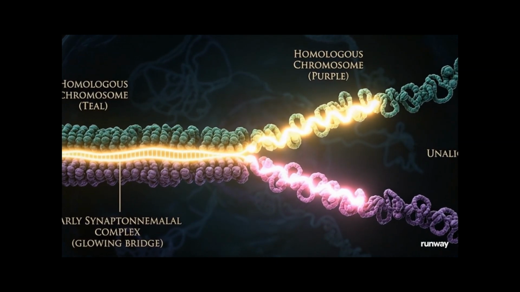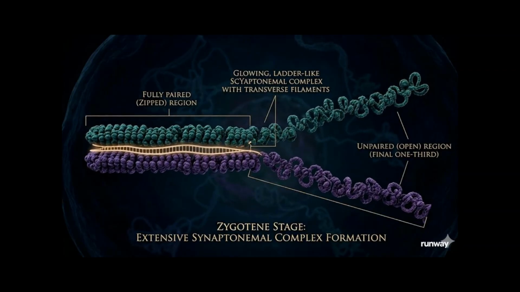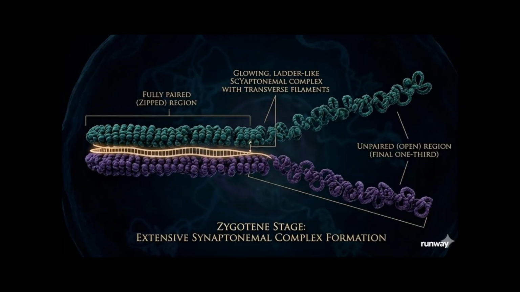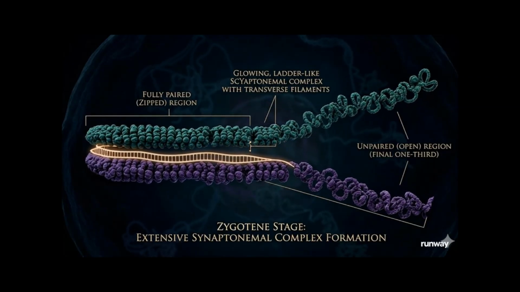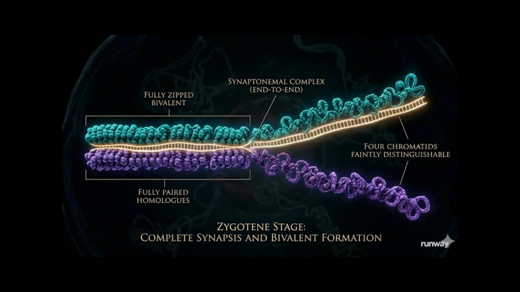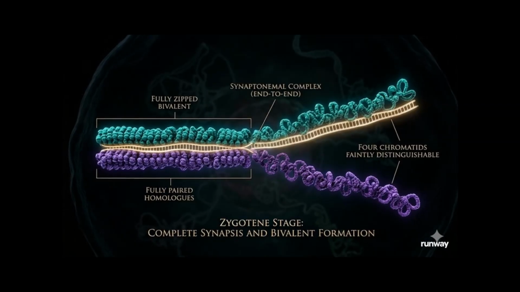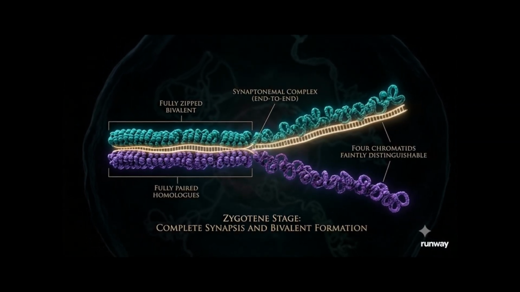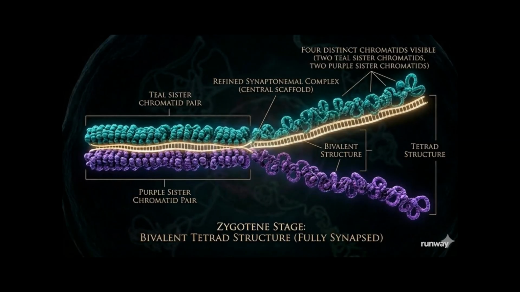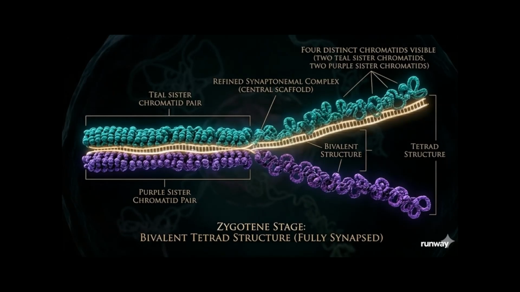Electron microscopy reveals that synapsis is not random. It is guided by a protein scaffold called the synaptonemal complex, a zipper-like structure that holds the two homologous chromosomes together along their entire length. The result of this pairing is a structure called a bivalent, also known as a tetrad, since it consists of 4 chromatids in total. These structures will become far more prominent in the next stage.